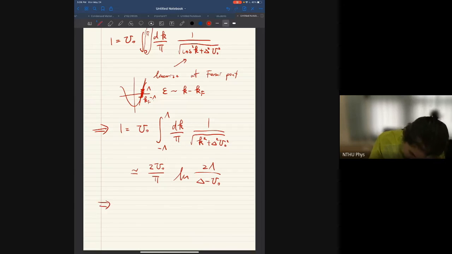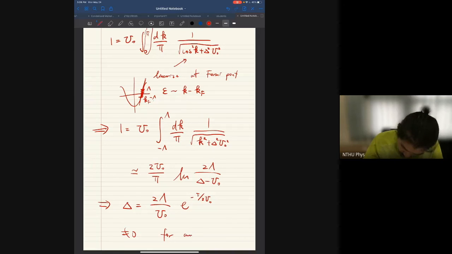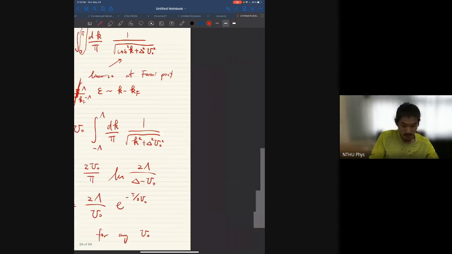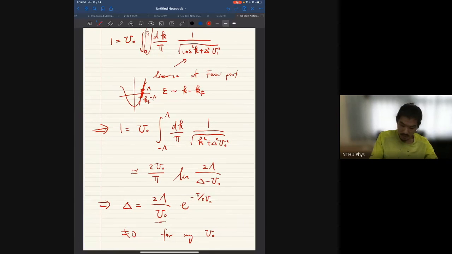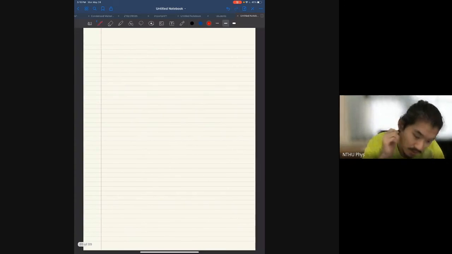So which you immediately get the gap function, which is something like this one. So you know for it is not 0 for any u naught, okay? And then as you know, okay, for any u naught. Now we want to say, but we still need to check one thing.